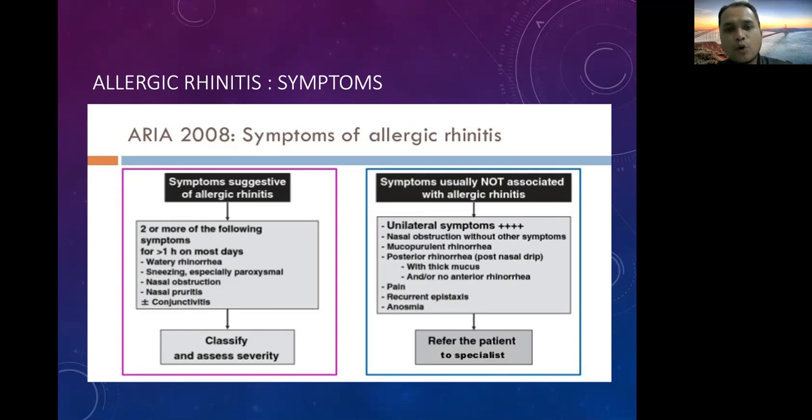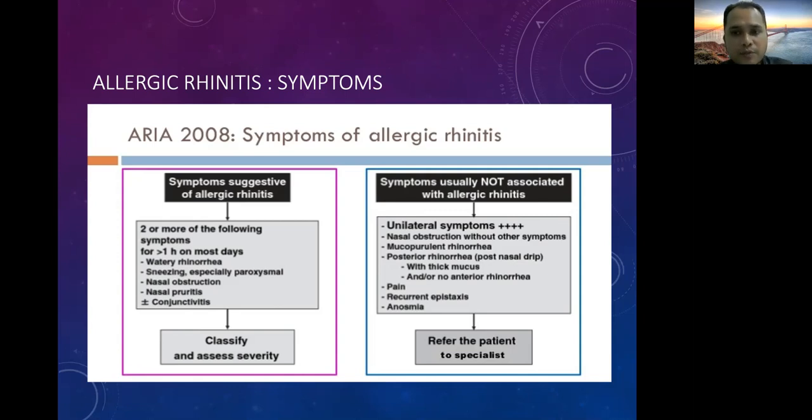If the patient has two or more of the following symptoms for more than 1 hour on most days, which are watery rhinorrhea, sneezing, nasal obstruction, and nasal pruritus, associated with conjunctivitis, we can clinically diagnose this patient as allergic rhinitis.